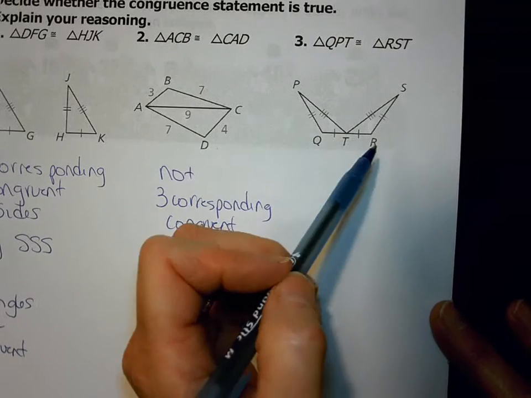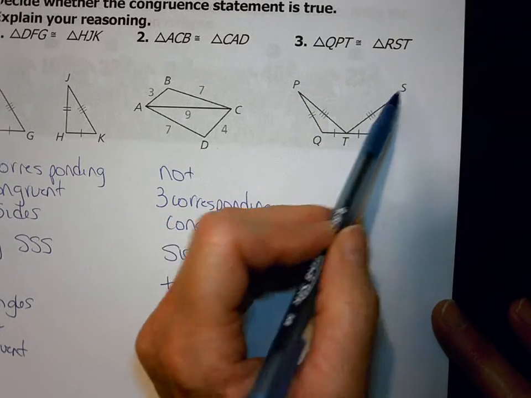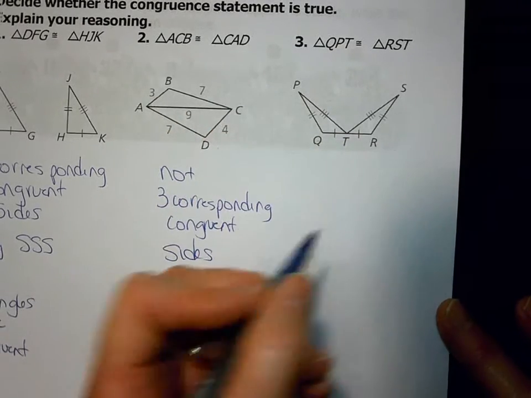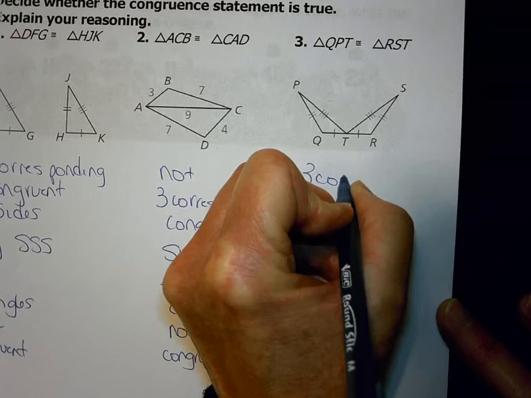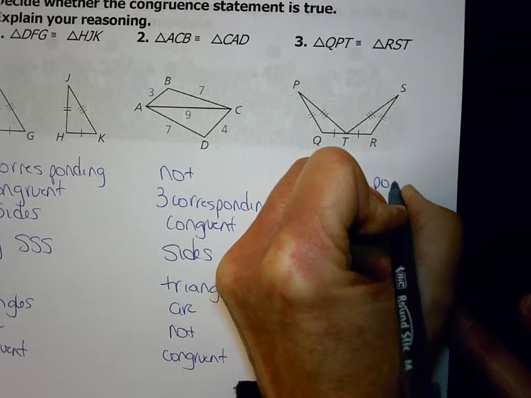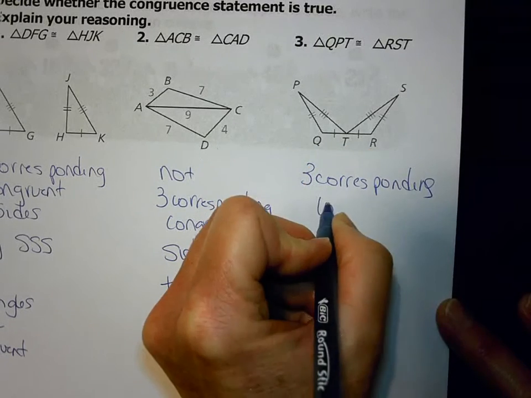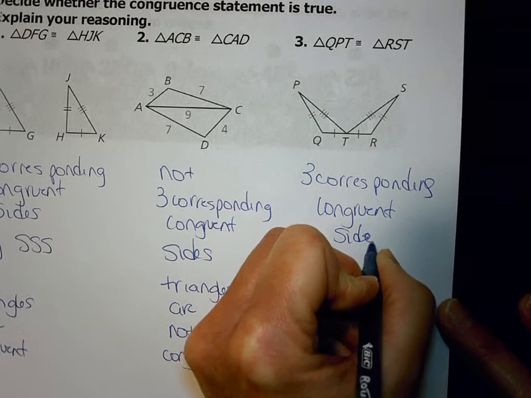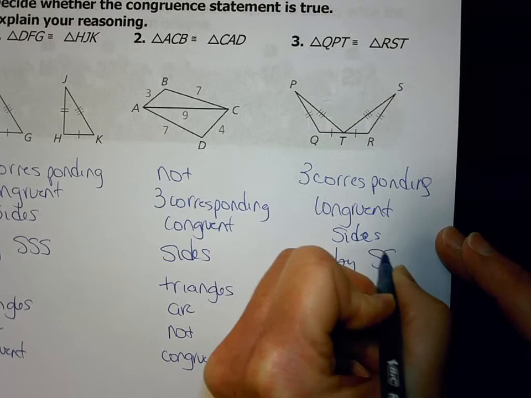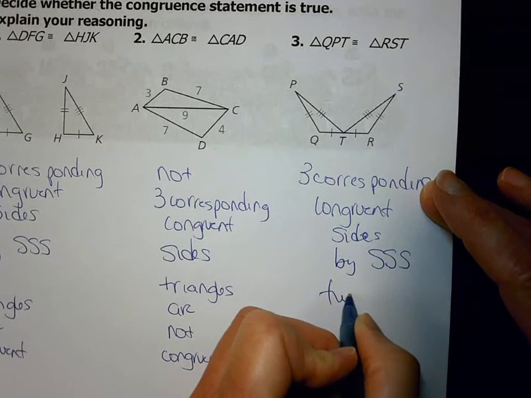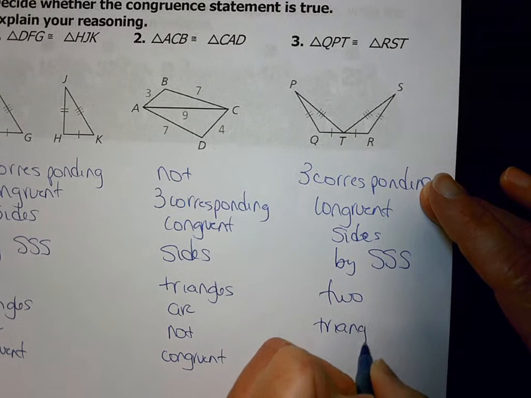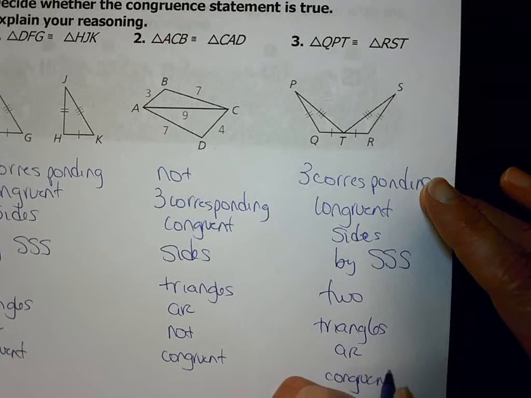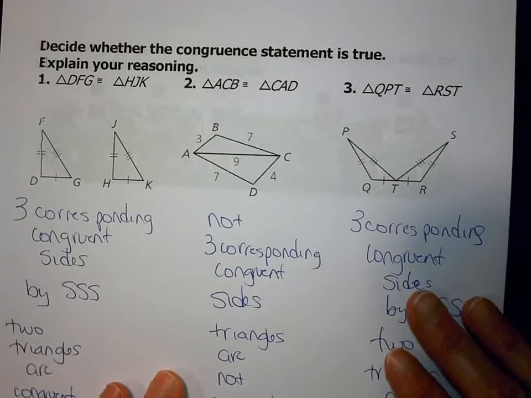Okay, if you look at number 3, again we have PT congruent to ST, QT to RT, and PQ to SR. So in this case we have three corresponding congruent sides again. So by side, side, side, we have two triangles that are congruent. So you must end up having all three sides in order to make that work.